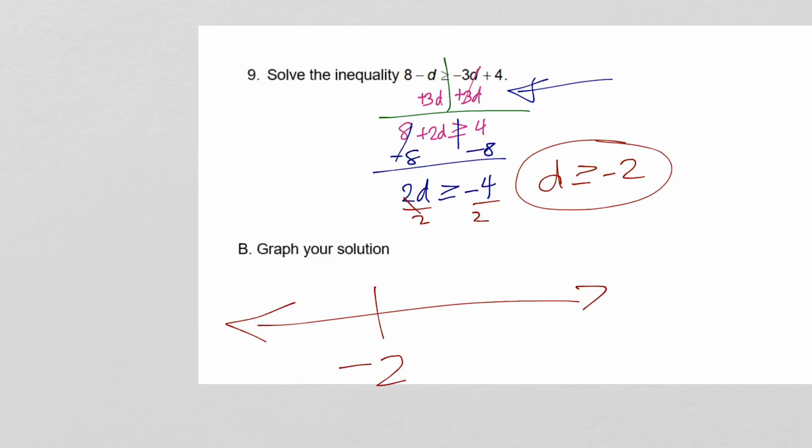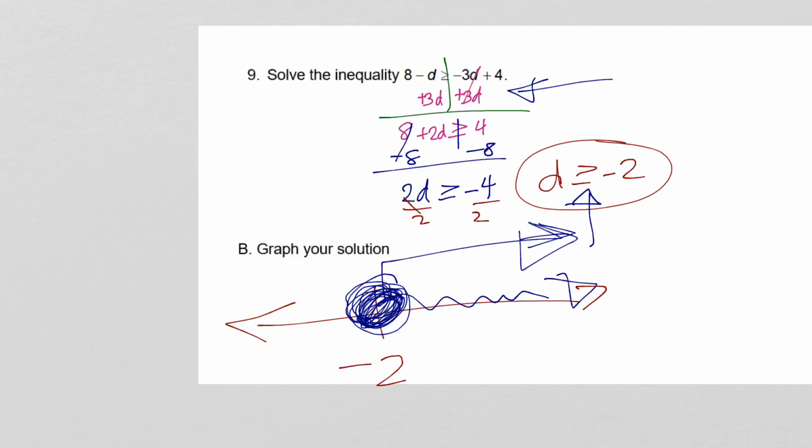So here's negative 2, open or closed circle? It's going to be a closed circle, meaning it's going to be colored in, because I have the equal to part, which is that little line. And the inequality points to the right, so it's all the values to the right. So negative 1, 0, 1, 2, etc. It keeps on going.